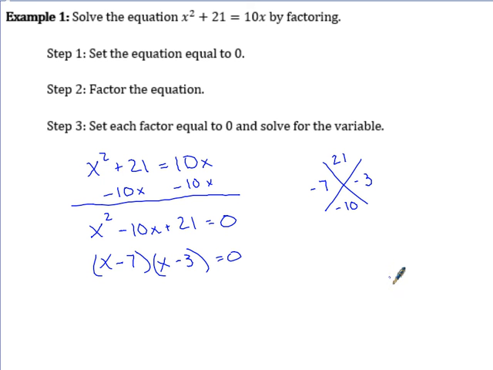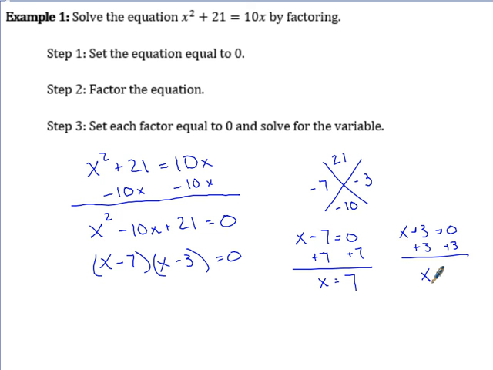Alright, and then once it is factored, you're going to set each factor equal to 0. So I'm going to have 2 solutions. I have x minus 7 equals 0, and to solve that I would add 7 to both sides, so x equals 7. And I'm also going to have x minus 3 equals 0. And to solve that, I would add 3 to both sides, and I get x equals 3. So these would be my 2 solutions, x equals 7 and x equals 3.